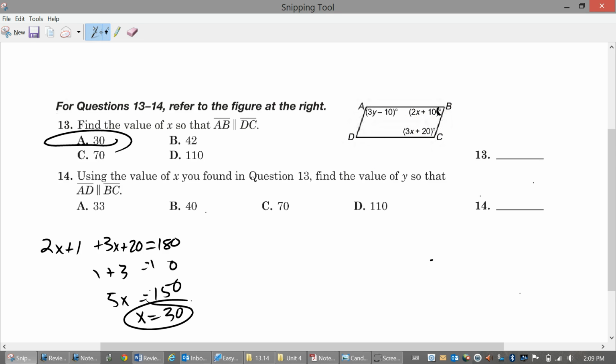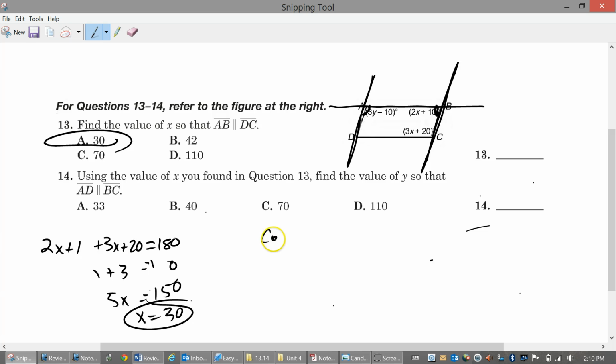Plus, we're not even talking about the same parallel lines. Now we're talking about AD and BC. And we're talking about Y specifically, so Y makes up that angle. We can compare that to that angle marked with 2x plus 10. If you look at it kind of sideways, you can see that they're consecutive interior.